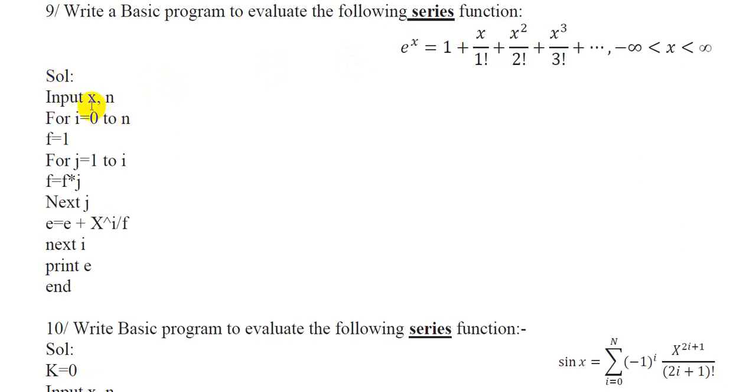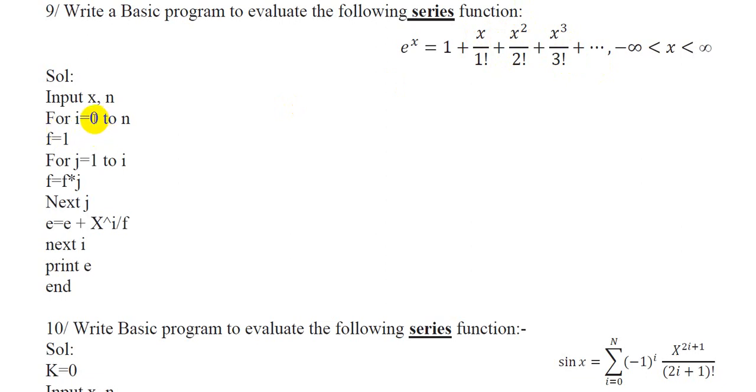Solution: input x and n. Both variables x and n are used here: n for the factorials, as well as the x indicated by the exponential function in the left hand side of the equation, or in the numerator of the fractions on the right hand side. So 1 plus x plus x squared over 2 factorial plus x cubed over 3 factorial, and so on.